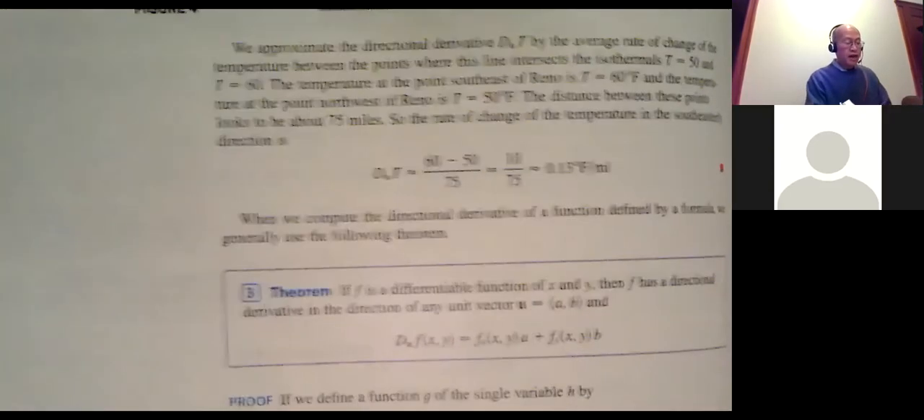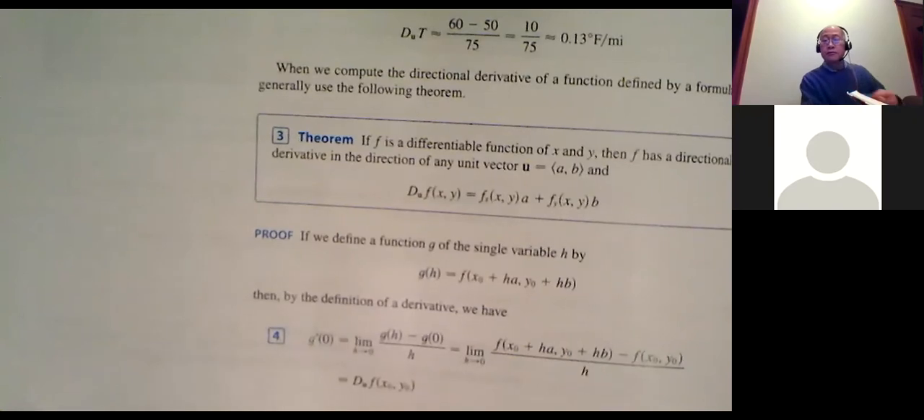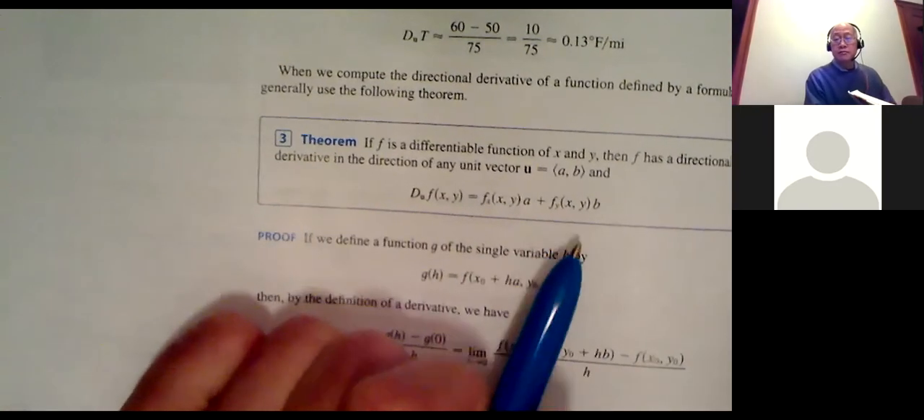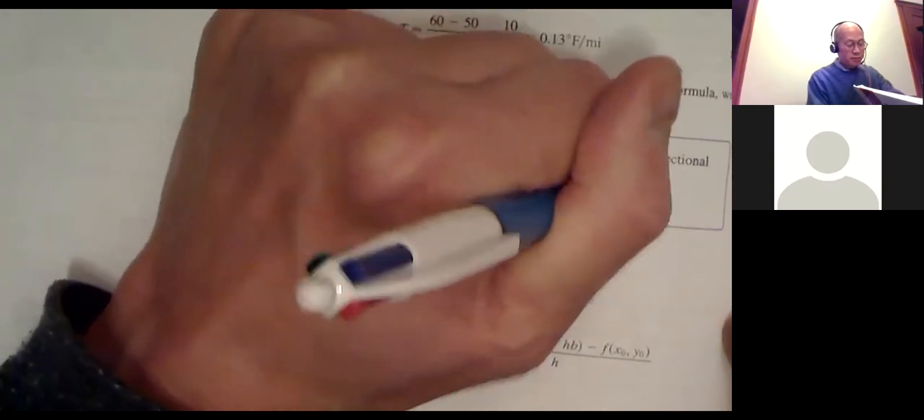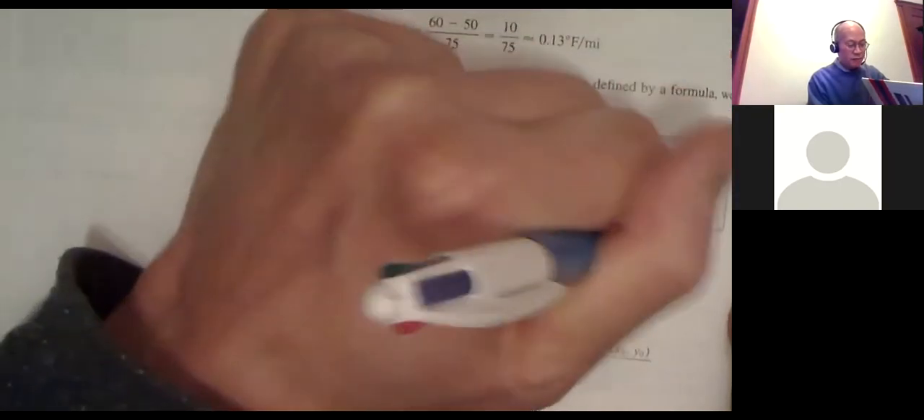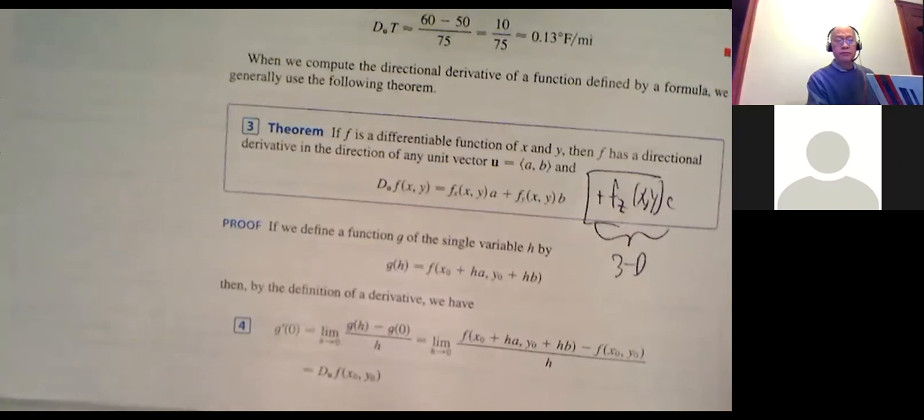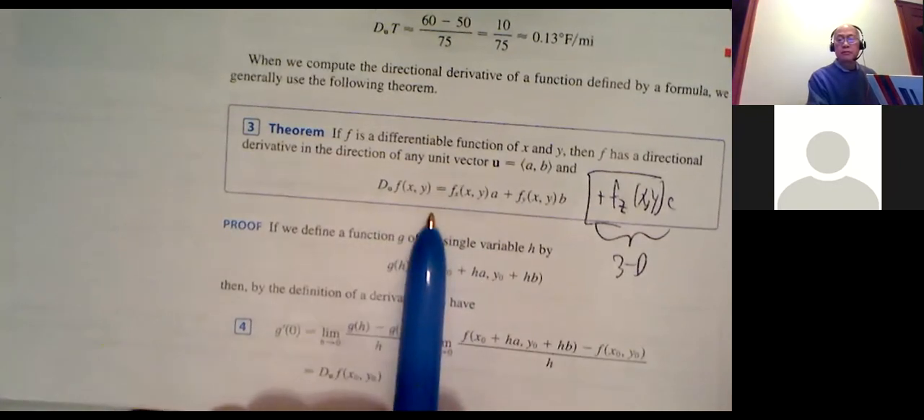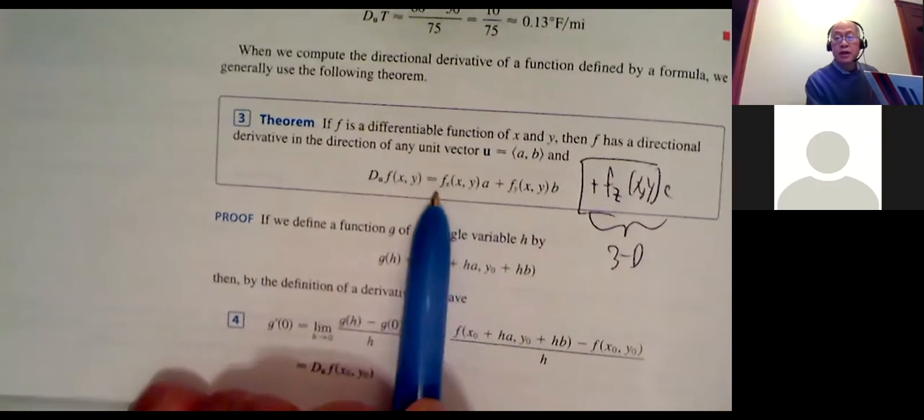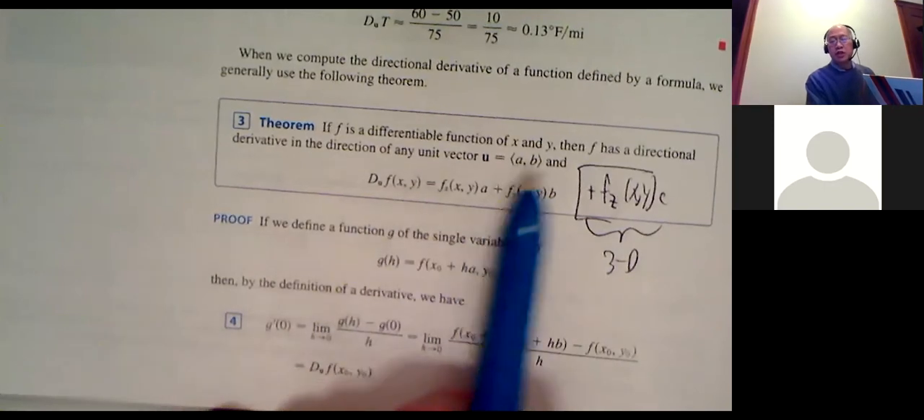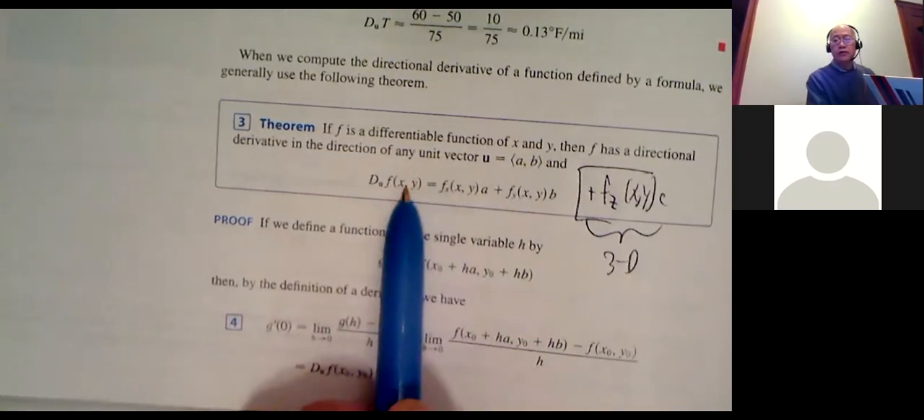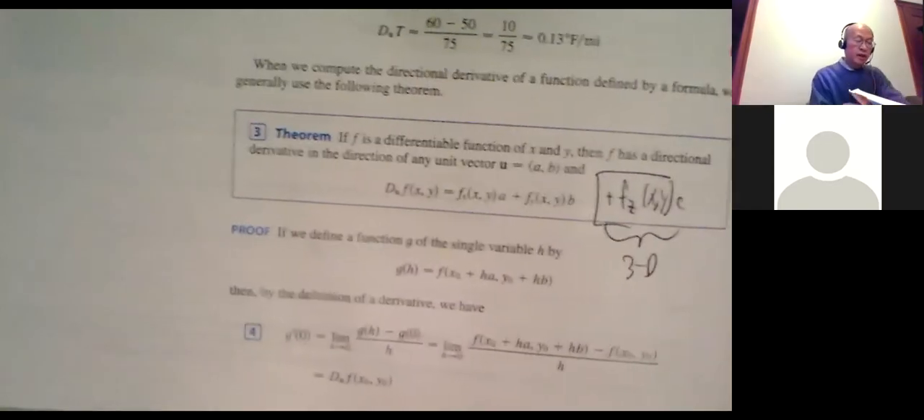Well, anyway, my advice is to just go ahead and put it here. So go ahead and write this down: plus fz(x,y) c. That's if you're doing the 3-dimensional flavor. So this is the 2-dimensional flavor. For 3D, just put fz(x,y) c. So to save space on your cheat sheet, just put this one down. And then you know if it's 2-dimensional, just lose that one and you have that.